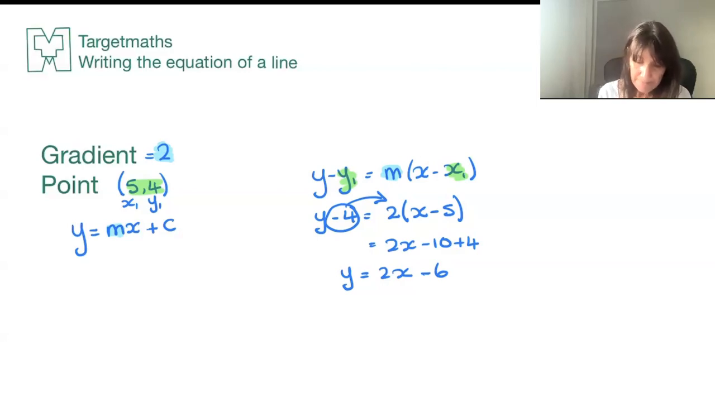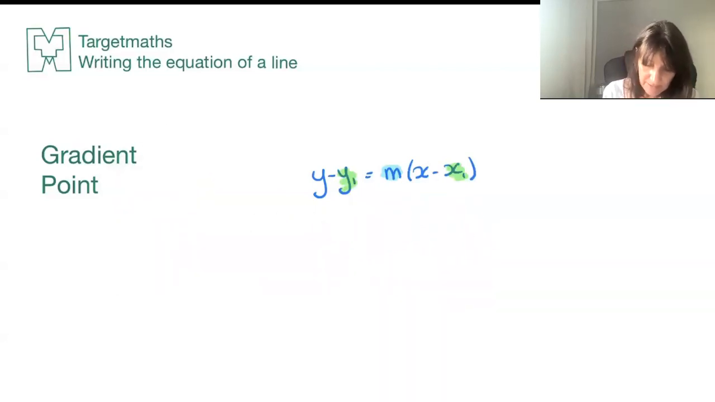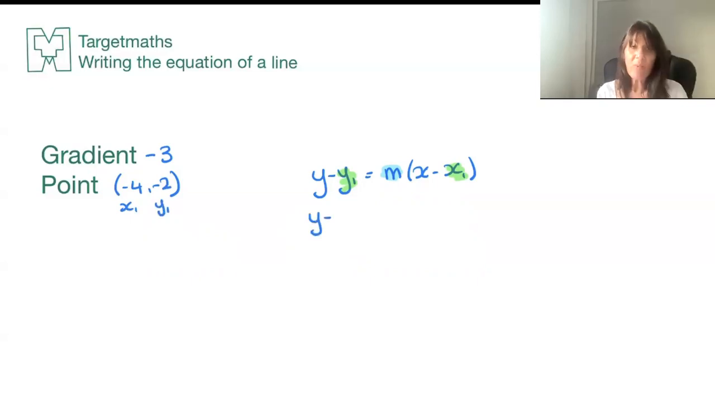Just take care if you've got negatives. We'll do one, but nothing has actually changed. So let's put everything negative. Let's say we've got a gradient of minus 3 and we've got a point of (minus 4, minus 2) going on. Okay, we're going to transfer the information across. Remember, this is x1, this is y1. So y minus, and then y1 is minus 2. A really good habit to get into is to put the number in a bracket.